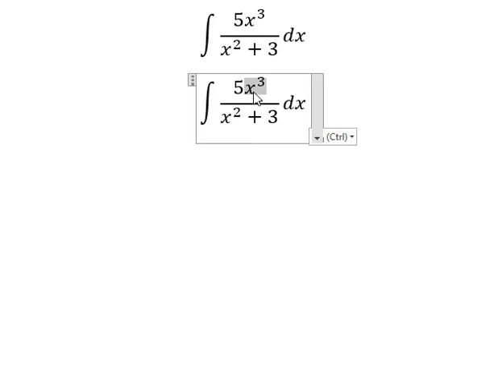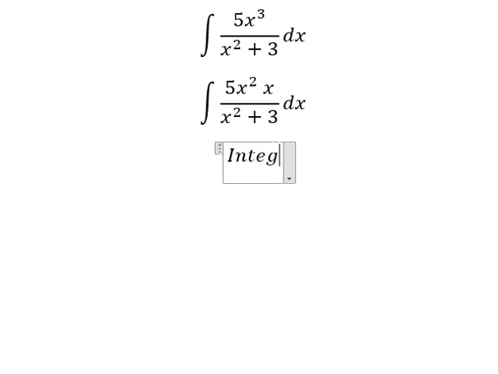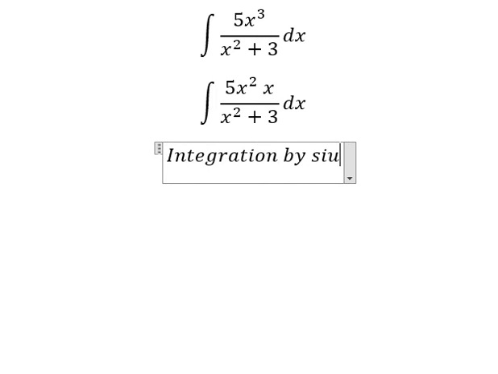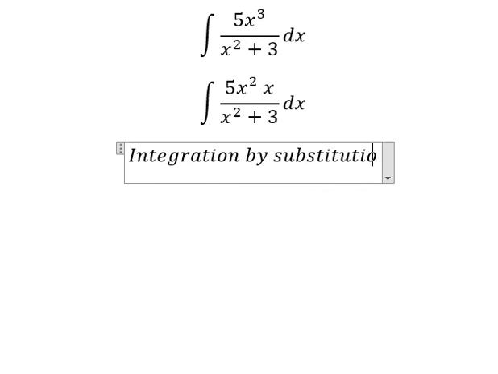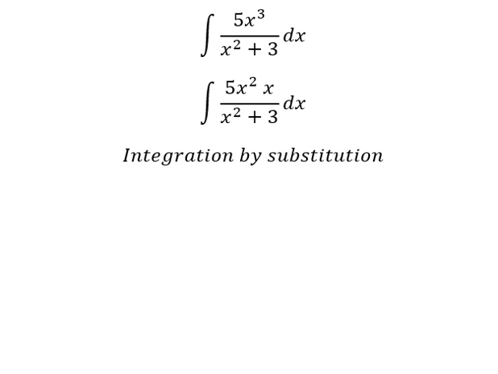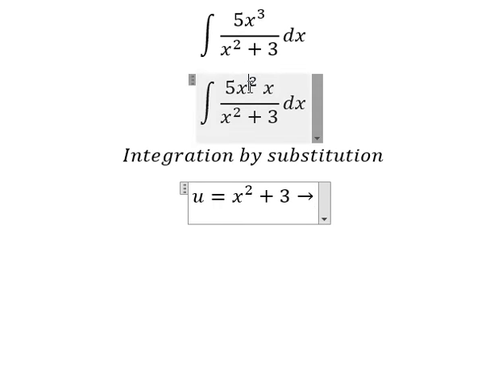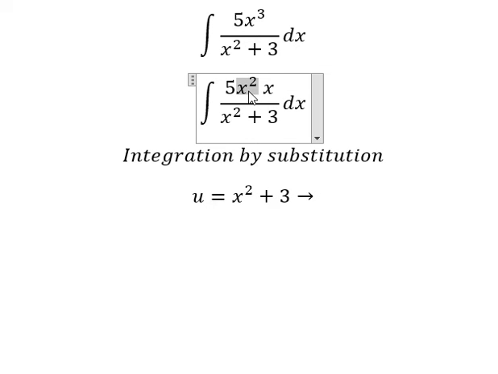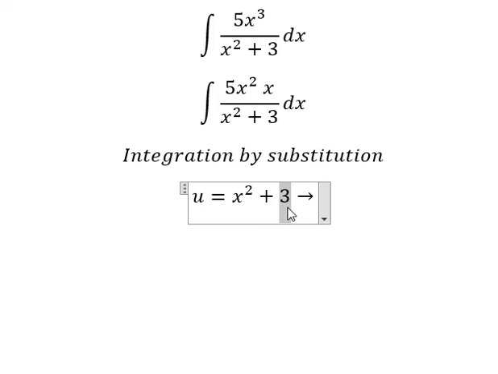About x to the power of 3, we have x squared and x. Next, we need to use integration by substitution. So I need to put u equals to this one, because we still have x squared, so we need to put number 3 go to the left.